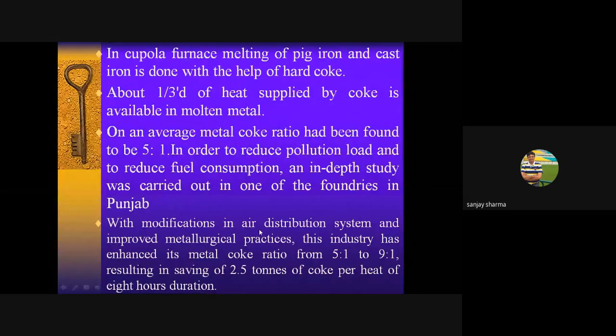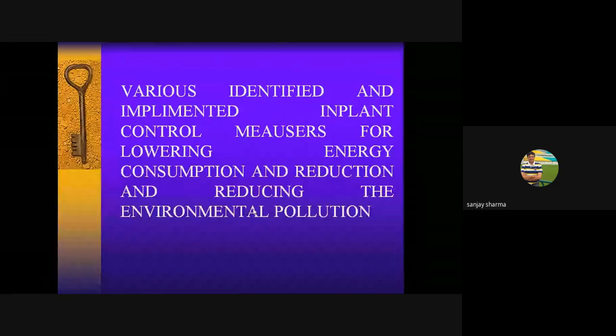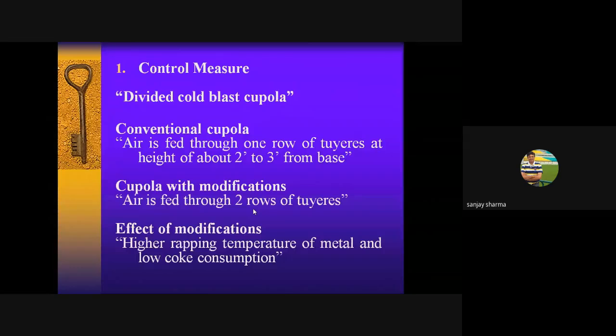With modification in the air distribution system and improved metallurgical process, this ratio has been enhanced from 5:1 to 9:1, resulting in a saving of about 2.5 tons of coke per heat of 8 hours duration. This was a very good achievement. So that is how the various techniques were identified.